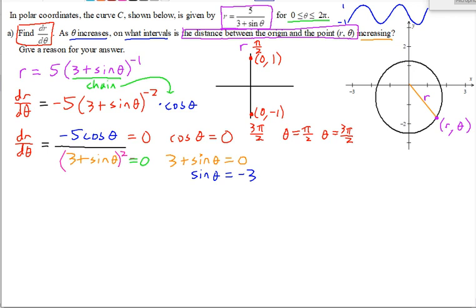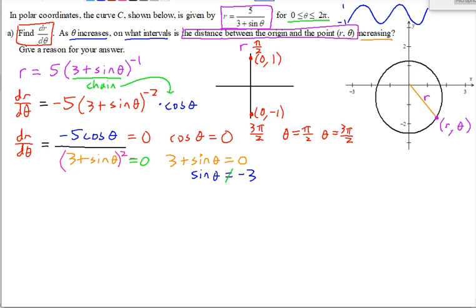Another way is if you try to draw a triangle here on a unit circle, sine is the opposite over hypotenuse. So you have to make the opposite -3, the hypotenuse 1. So the opposite would have to be longer than the hypotenuse, which is an impossible triangle. So that's another way to see this doesn't actually ever equal -3.